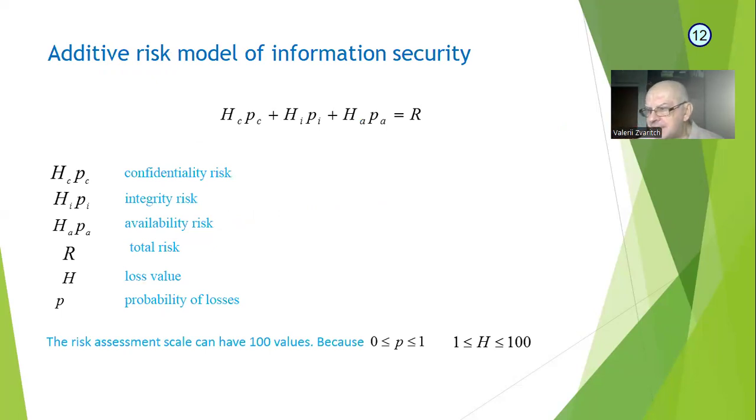The paradigm of risk analysis in the energy sector is certainly related to the risk paradigm that exists in the development of cybersecurity systems. According to this paradigm, information security risk includes three main dimensions: confidentiality, availability, and integrity. The additive risk model of information security can be presented as follows, where R sub C, P sub C is the confidentiality risk, R sub I, P sub I is the integrity risk, and this one is the availability risk.